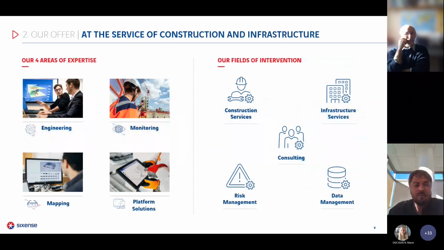And how we are organized to answer this. We have 4 areas of expertise: engineering, monitoring, mapping, and platform solutions, and at the right you can see our fields of intervention. Just to give you an idea, the Geophysics department is located in the engineering part. So I think it's enough for a presentation of the group.